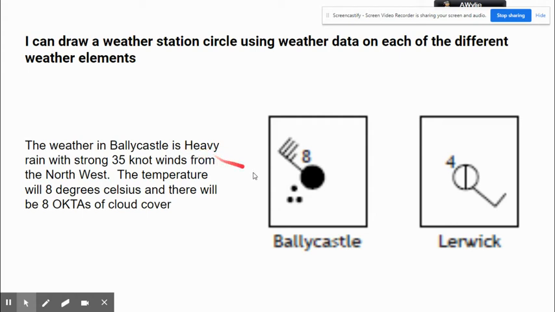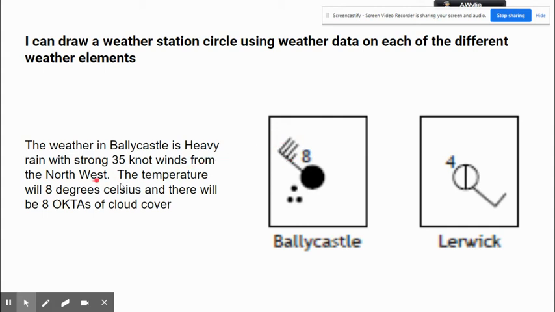So heavy rain is always indicated with this circle, 3 dots. 35 knot winds, we can see 3 large ticks and a half tick. So each tick represents 10 knots. So there's 3, so that's 30, and a half tick indicates 5 knots, so there's 35 knot winds. And a knot is just a measurement of wind speed.